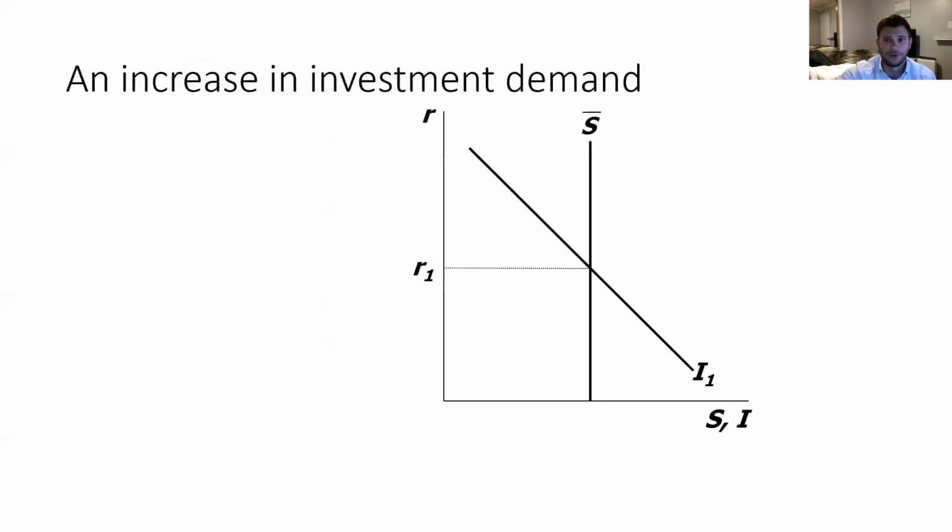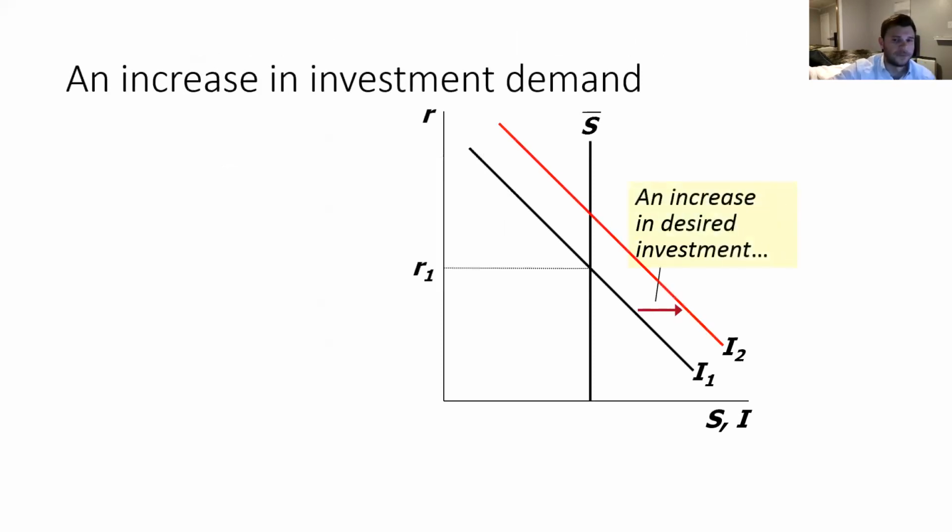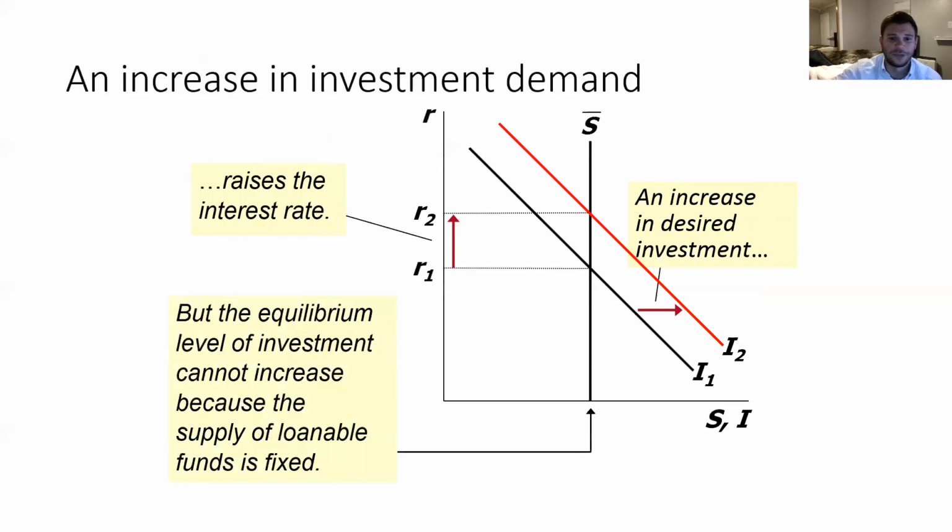So we could think about what would happen in the market if we stimulated investment demand through something like an investment tax credit. This would shift that demand curve to the right. This would put upward pressure on the equilibrium interest rate. And this would not lead to a change in the level of investment because the amount of funds available through the supply have not changed.